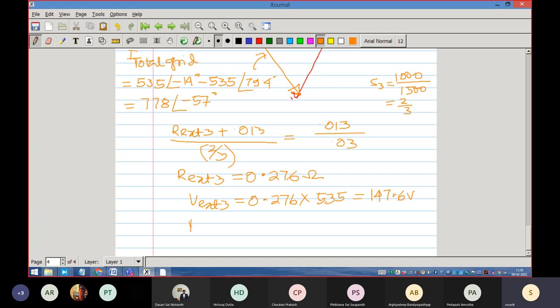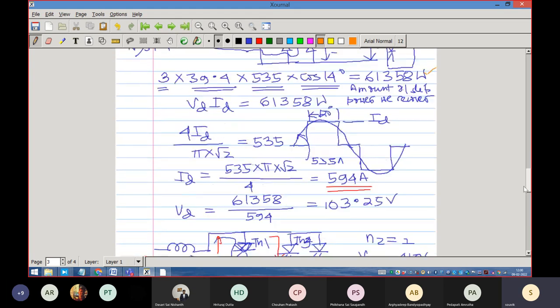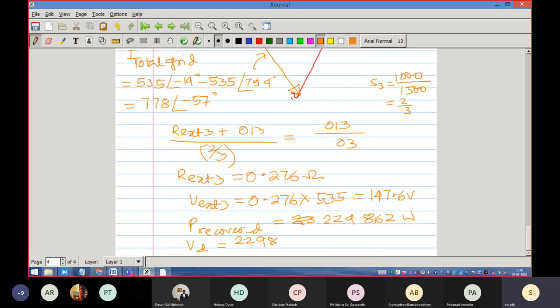So P recovered, that power has to be 229862 watt, right? So VDC, that time, has to be this divided by the DC current of 594. So 229862 divided by 594. So this is the 387 volt.